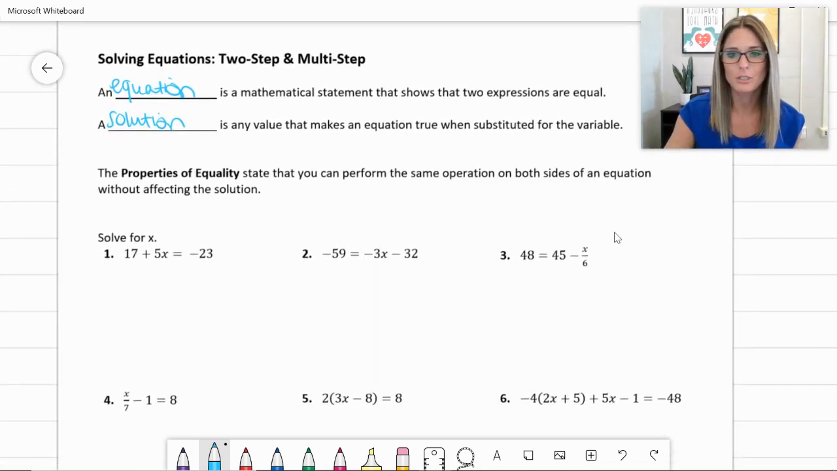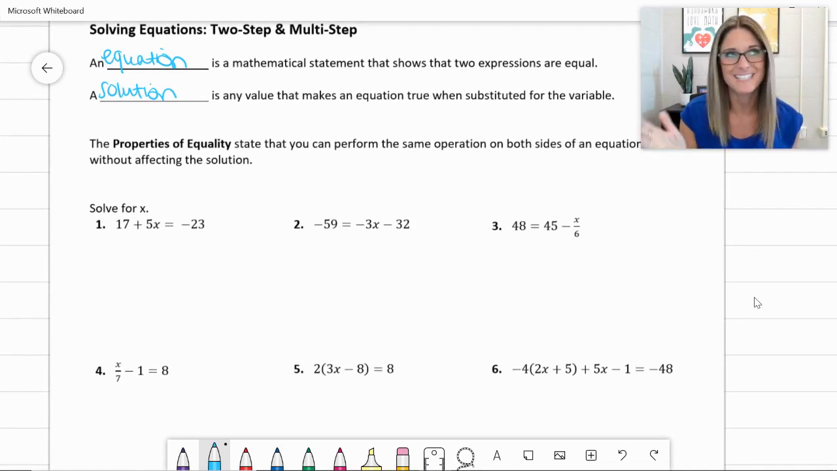I've got a multitude of examples here, only 6, but each are unique, and I pulled them specifically to help model the possible problems that you will see on Delta Math. So let's start with number 1, 17 plus 5x equals negative 23. This is just a two-step equation. You want to do like backwards order of operations. You want to work closer towards the variable.